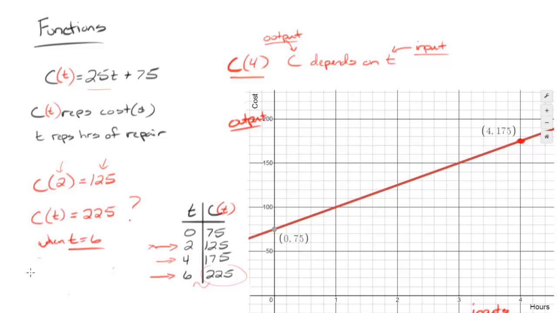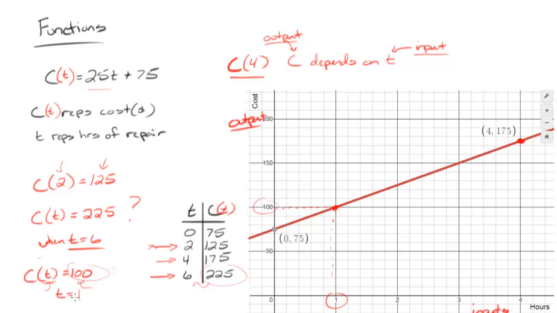Another thing that we could be asked is, graphically, hey, when is c of t equal to 100? Well, we could do that here on this graph. This is the output, and we're looking for the input. When the output is 100, what is the input? We simply would go to the graph, find 100 on our output axis, go across to this point right here, and we're just looking for the input value. In this case, the input would be 1. So c of t equals 100 when we plug in t equals 1.